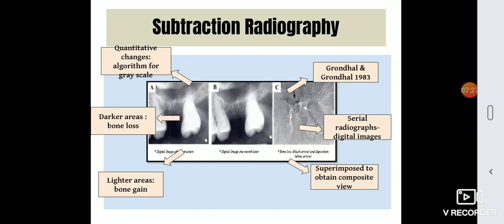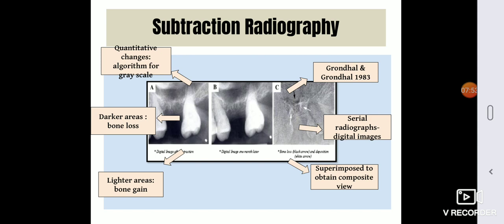Now this technique relies on the conversion of serial radiographs into digital images. The radiographs which are taken one after the other in a serial manner are then superimposed, or placed one on top of the other, and the resultant composite can be viewed on a video screen for diagnosis and interpretation.